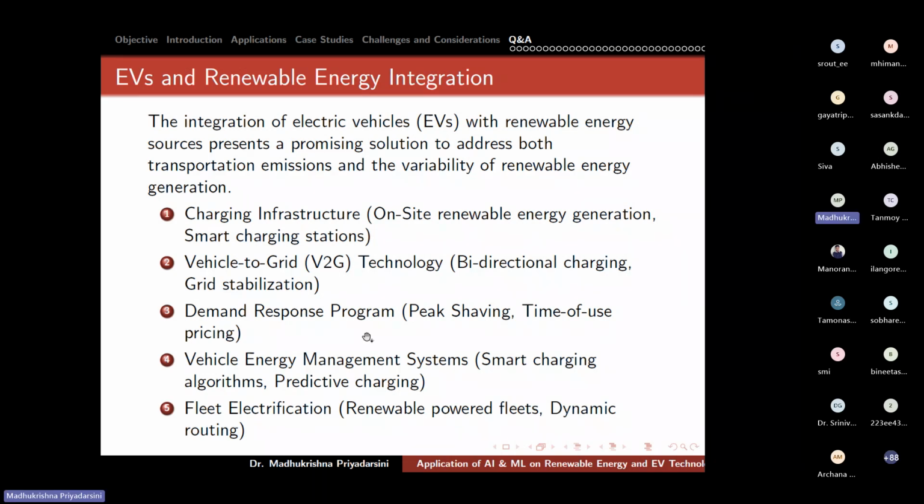Then demand response program. Here the time of use pricing. Suppose you are using the charging station for 5 minutes, then what is the pricing? So accordingly, you can go for that. Vehicle energy management system, that is your smart charging algorithms, predictive charging. So all the machine learning algorithms we have seen, the RNN, the CNN, your regression model, classification model, everything can be implemented here.